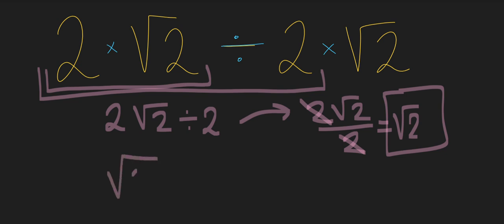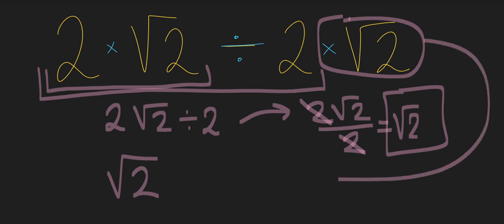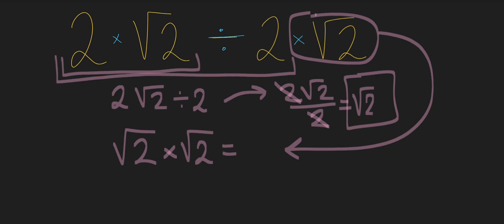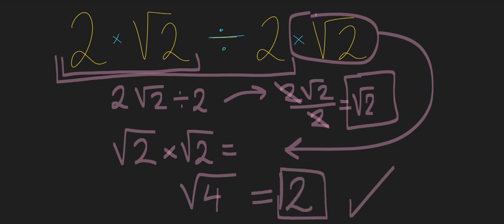Finally, square root of 2 has to be multiplied by square root of 2. Now we know that square root of 2 times square root of 2 is basically square root of 4, and that is equal to 2. So this basically works for any other combination.